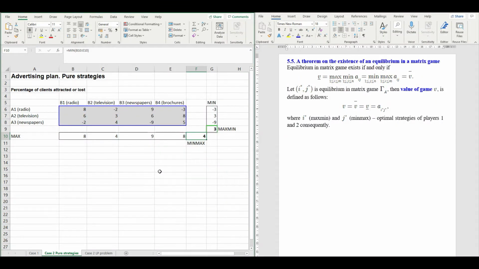As we can see, the lower value of the game is less than the upper value of the game. So the lower value of the game is 3, the upper value of the game is 4. According to theorem 5.5, there is no equilibrium in pure strategies in this game.